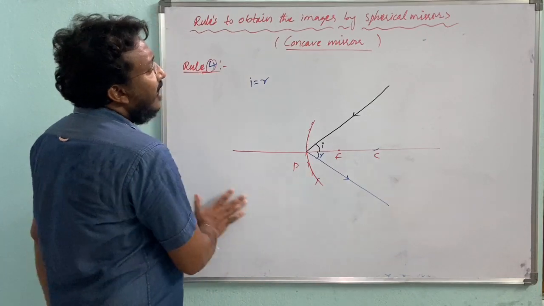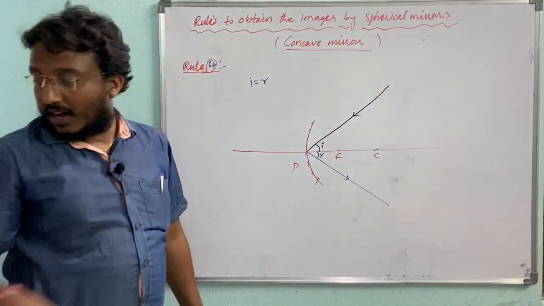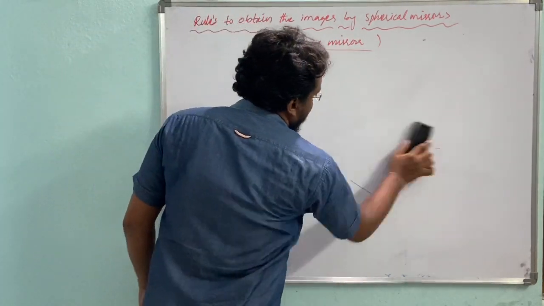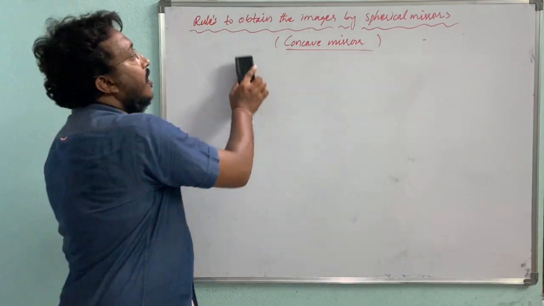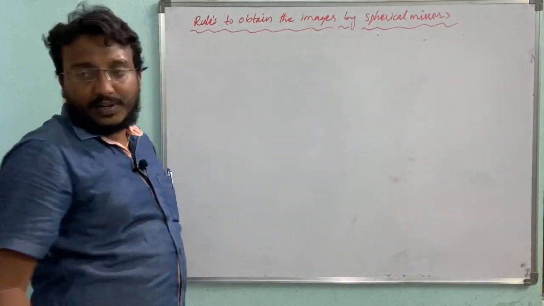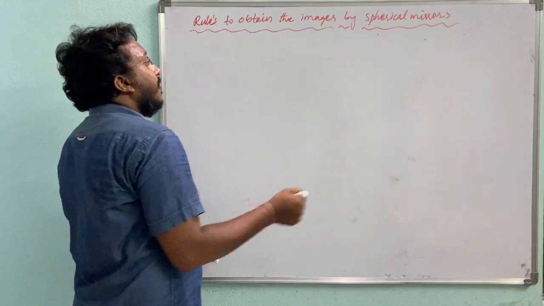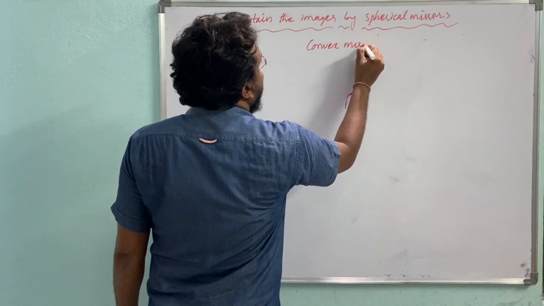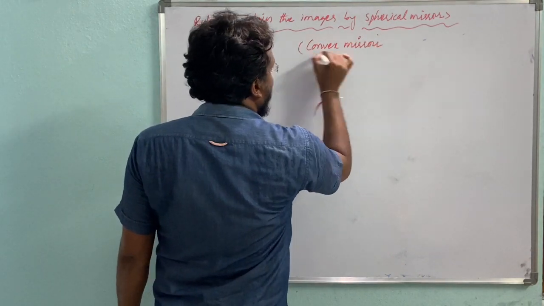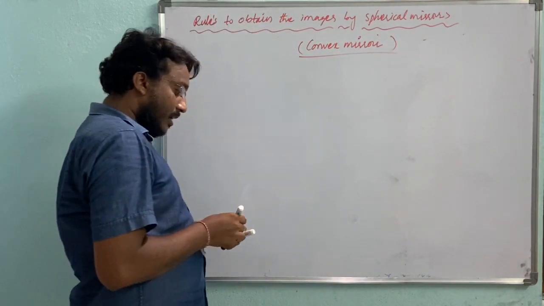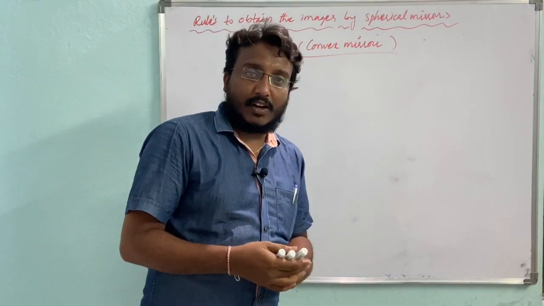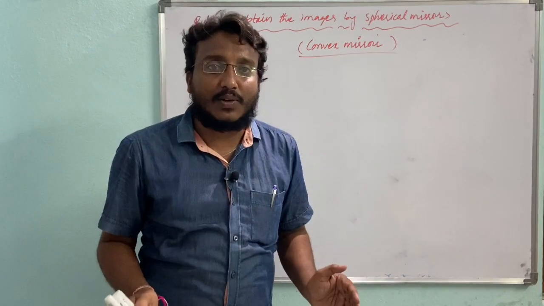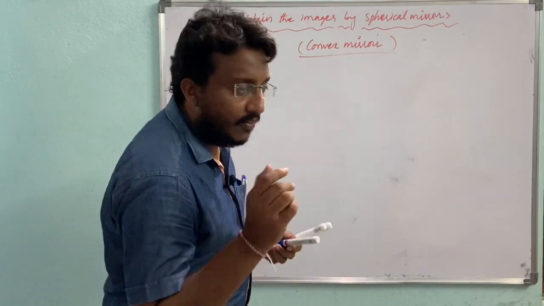This is with the concave mirror. Next we have to discuss the convex mirror. The rules are the same, but the drawing is a little bit different. Why? Because the concave and the convex are dissimilar surfaces, so the drawing is also a little bit different.